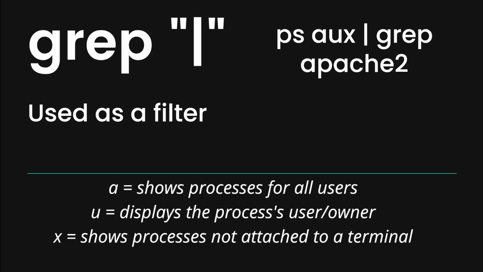Let's say, for example, you want to see if apache2 is part of all the processes that are running within your Linux system. You write ps aux, then a pipe, and then grep apache2. That will go through all the hundreds and thousands of processes and only filter apache2.